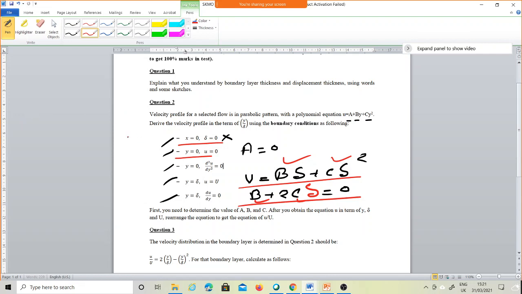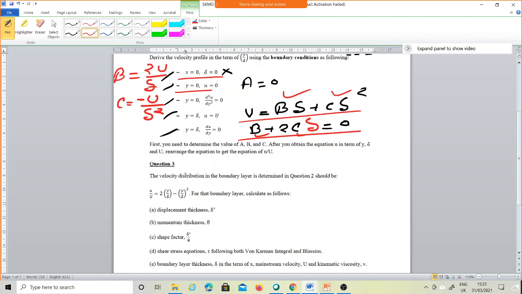Oh, cannot write. Just write it down. Maybe b you can get as 2 capital U by delta, for example. You cross check, I'm not sure that we will get this value or not. And c is minus capital U by delta square. So if you substitute the values for a0, b and c into this equation and reshuffle, you will get this equation.